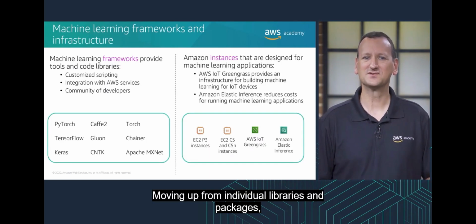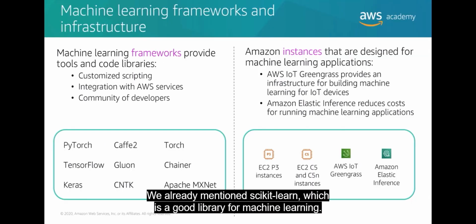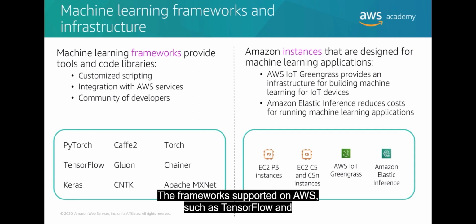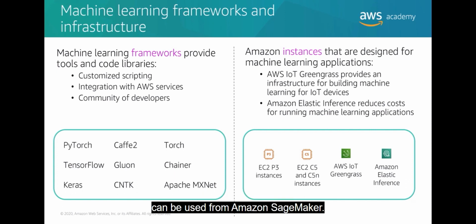Moving up from individual libraries and packages, there are also tools that contain production-ready frameworks. We already mentioned Scikit-learn, which is a good library for machine learning. The frameworks supported on AWS, such as TensorFlow and Keras, also include libraries you can use for machine learning. All the frameworks listed here are supported on AWS and can be used from Amazon SageMaker.